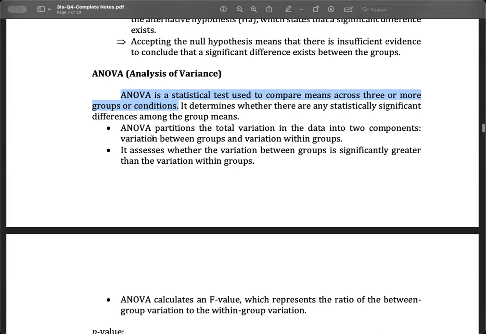ANOVA partitions the total variation in the data into two components, variation between groups and variation within groups. Between groups means one group compared to another group, and then that group compared to the rest of the groups. That's why your ANOVA becomes a little bit complex, because we are actually establishing which pairing or which comparison creates the difference. All right, we're going to discuss post hoc analysis in a while.